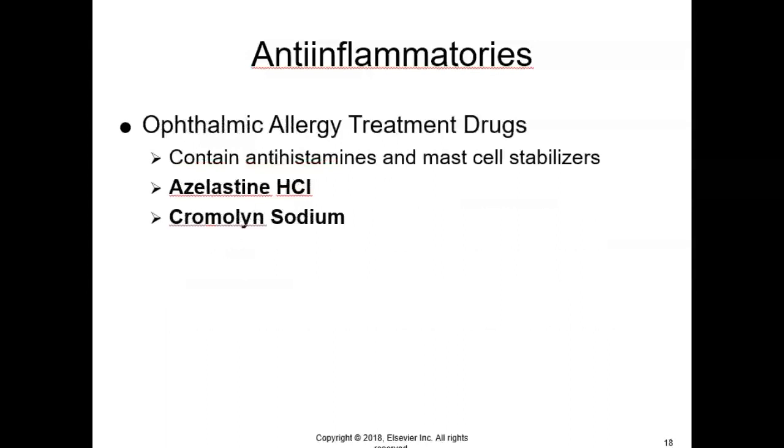When allergies are the cause of eye inflammation, ophthalmic allergy drugs are commonly prescribed to treat the underlying cause. These drugs can contain antihistamines and mast cell stabilizers. Azelastine is an antihistamine. Antihistamines block histamine from activating histamine receptors in the tissue. Cromolyn sodium is a mast cell stabilizer. Degranulation of mast cells releases histamine and other inflammatory mediators. Mast cell stabilizers prevent mast cells from degranulating. Ocular sensations that include burning, stinging, and blurred vision are common adverse effects reported.